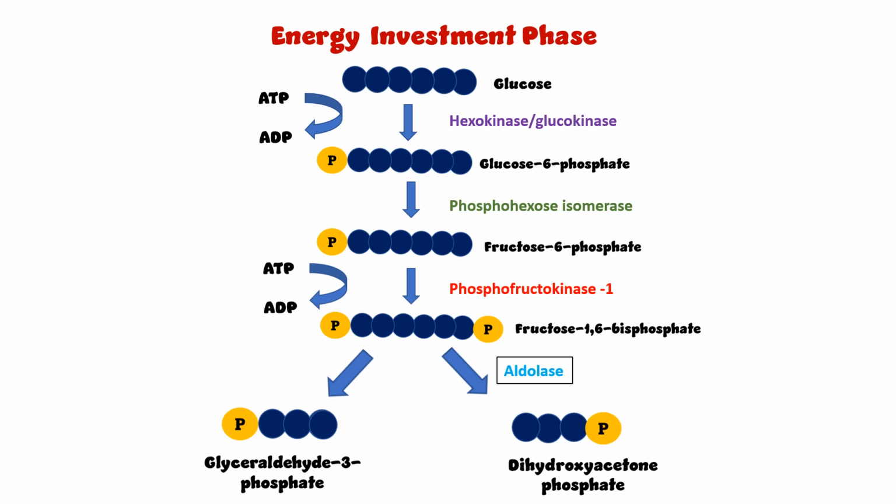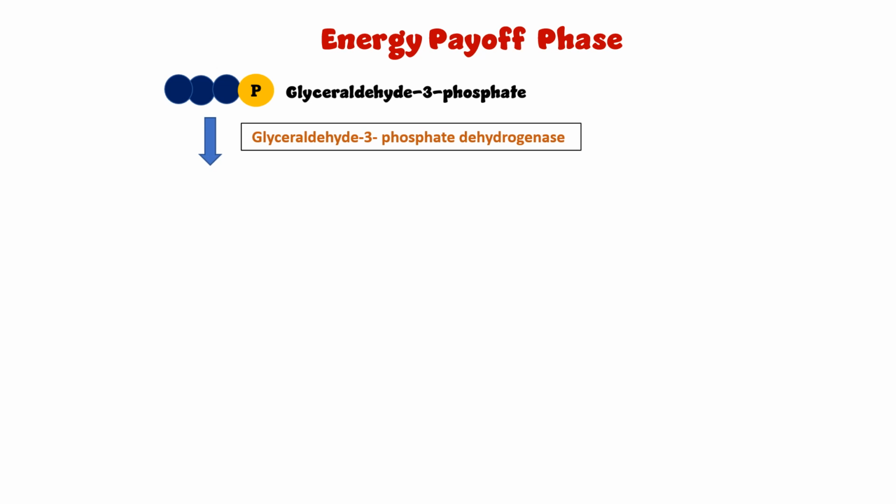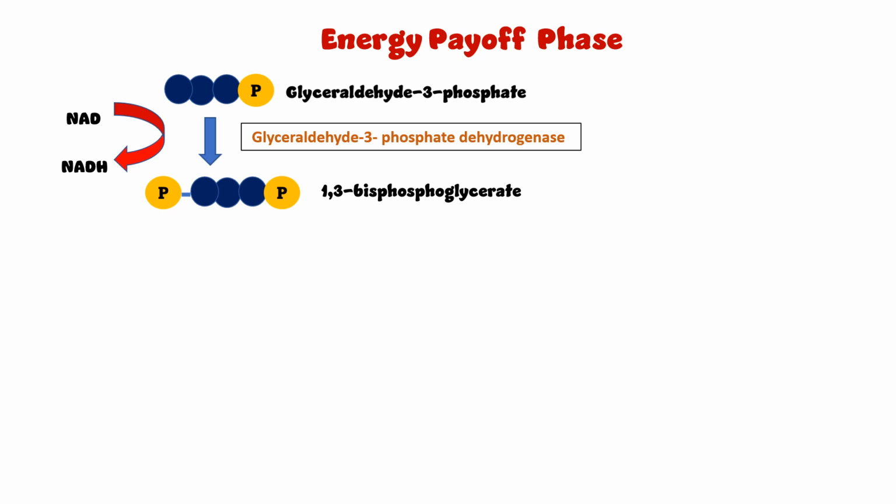In the fifth and final step of energy investment phase, dihydroxyacetone phosphate can be converted to glyceraldehyde 3-phosphate by an enzyme, triose phosphate isomerase. So, finally 2 molecules of glyceraldehyde 3-phosphate will enter the energy payoff phase. In the first step of energy payoff phase, the enzyme glyceraldehyde 3-phosphate dehydrogenase catalyzes the oxidation of glyceraldehyde 3-phosphate, which results in the formation of NADH and the production of a high-energy intermediate molecule, 1,3-bisphosphoglycerate.